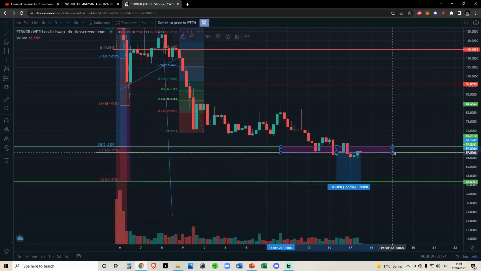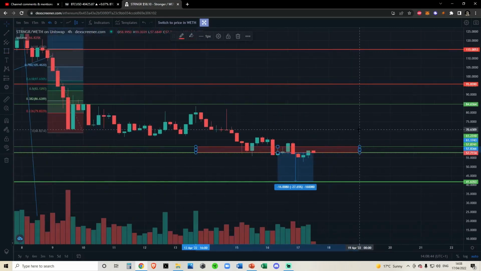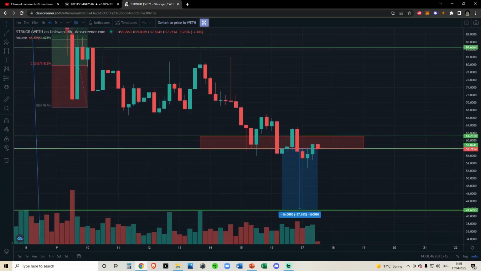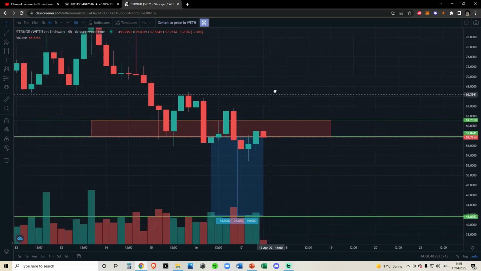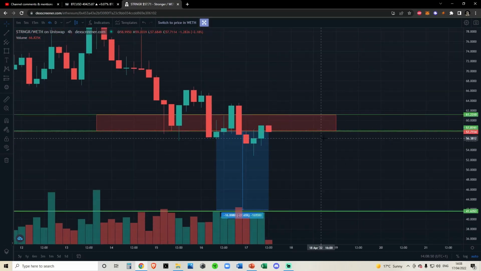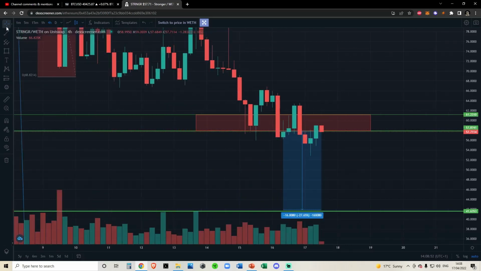But yeah, if we draw this box here, mark it as red as resistance, because I guess we've moved below it, so now we are retesting it. And bear in mind this is the 4-hour time frame, so anything can change at a moment's notice. But we are Ming out. Like, we're not looking the greatest right now.